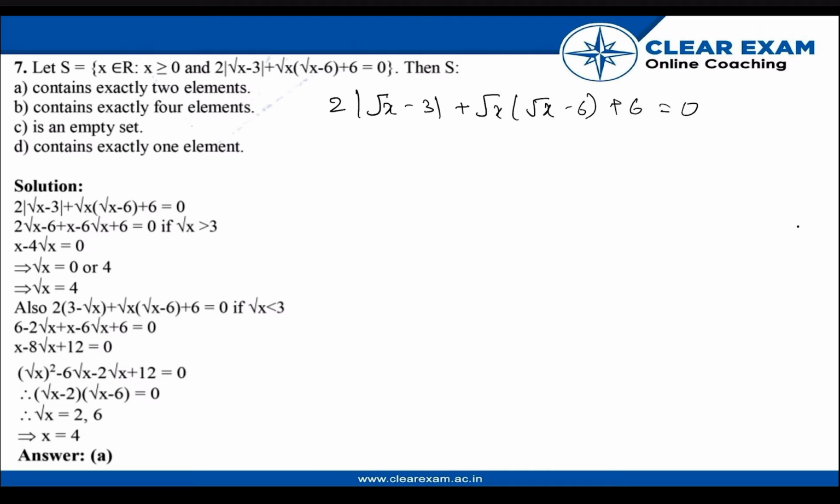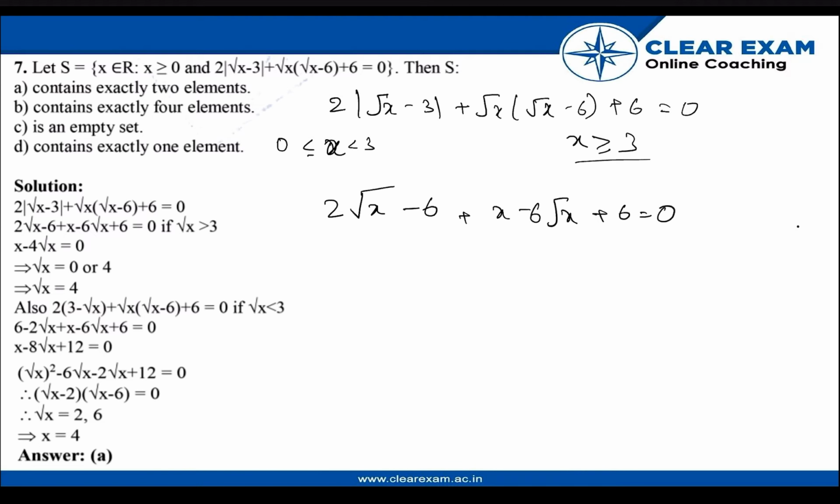So there can be two conditions. When x is greater than 0, that we are already given, x is less than 3, or x is greater than or equal to 3. So let's first take this equation, x greater than or equal to 3. So we have the equation 2 (root x minus 3), because x is greater than 3, plus root x (root x minus 6) plus 6 equals 0.